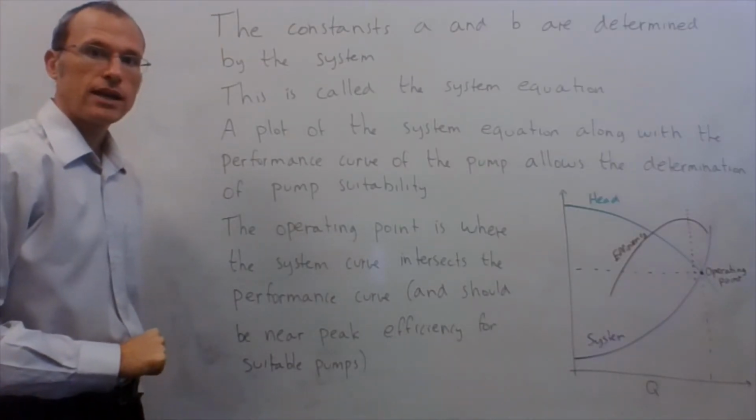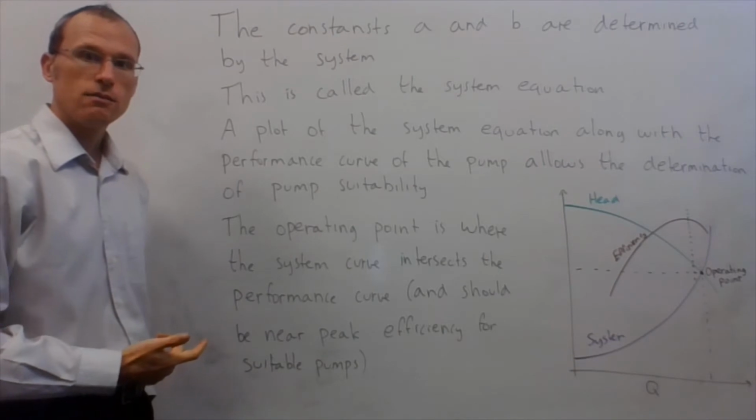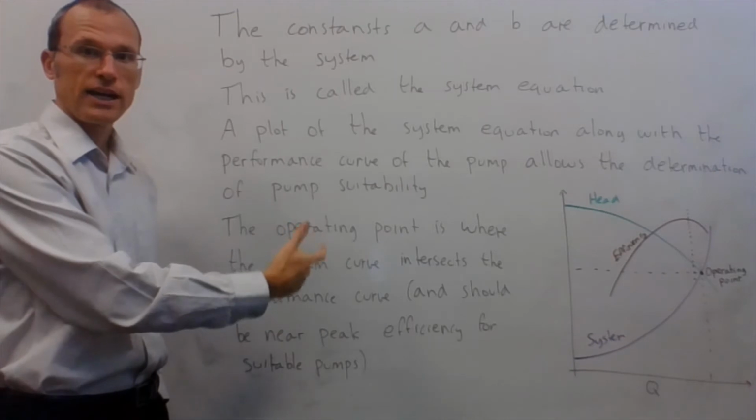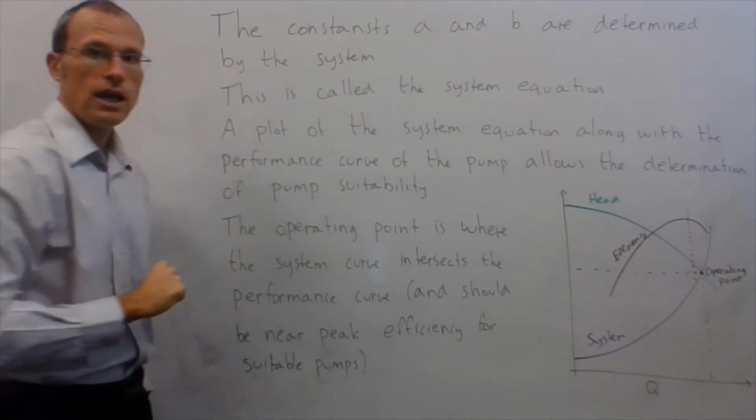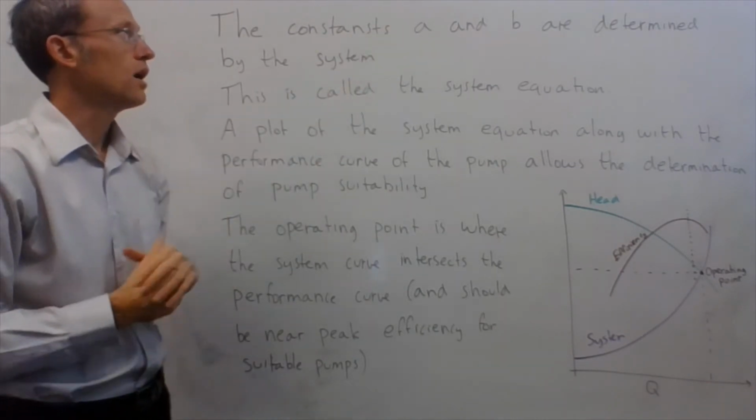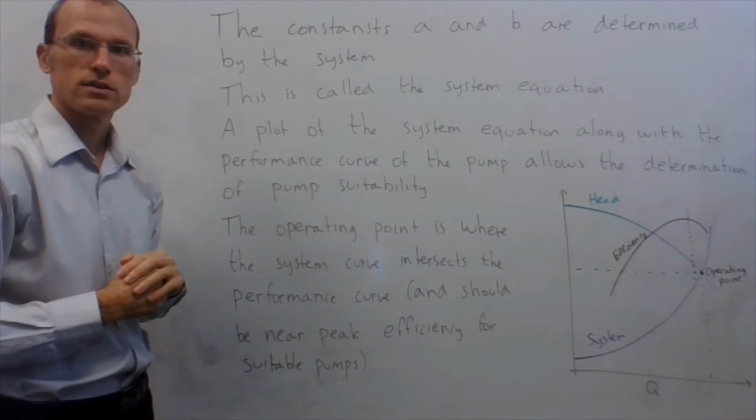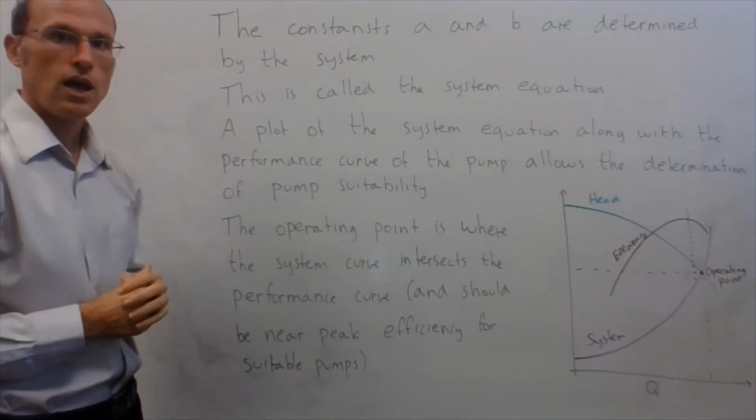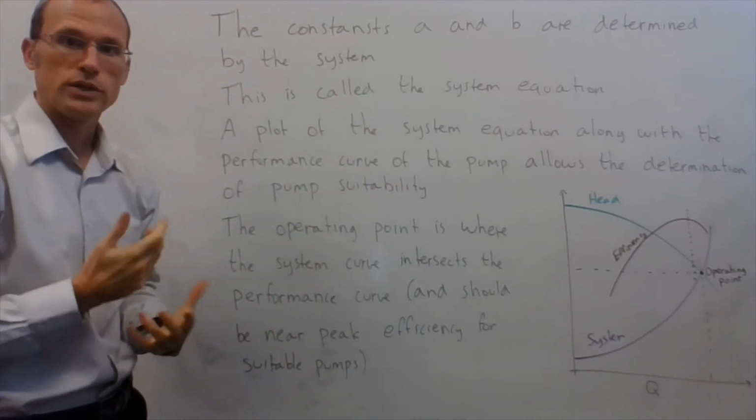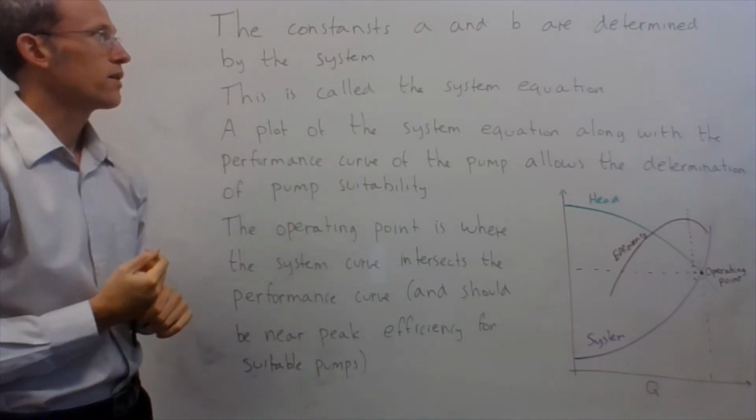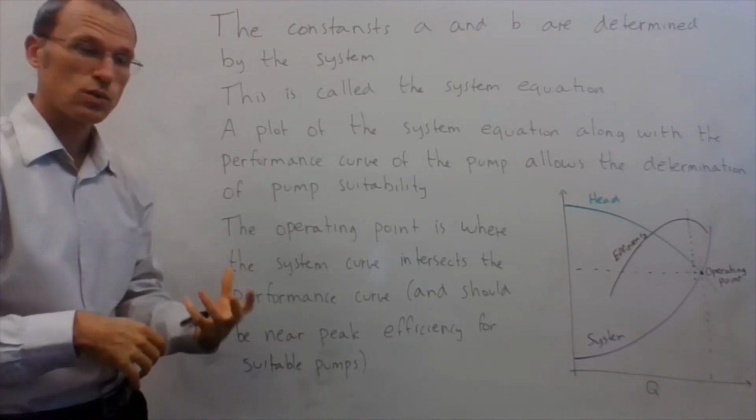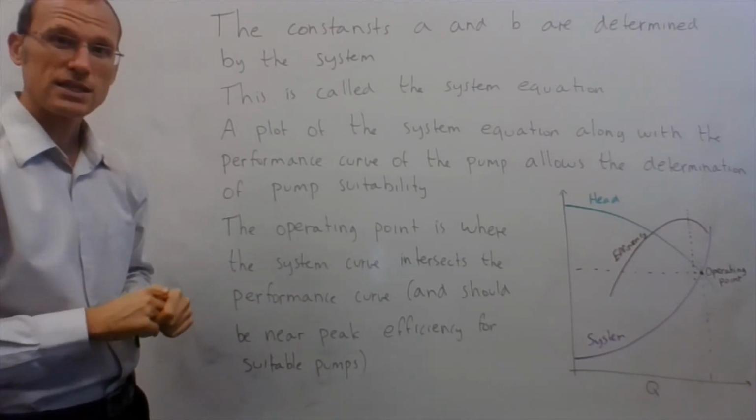Those constants A and B are determined by the system. In other words, they're determined by the terms in the equation. Things like pressure and height go into the constant A. So depending on what pressure difference or height difference I need the pump to provide, that's going to be in that parameter. And the other things, V squared over 2g and all those head losses, go into my constant B, which multiplies Q squared. So I end up with my overall head, A plus B times Q squared. That's called the system equation.